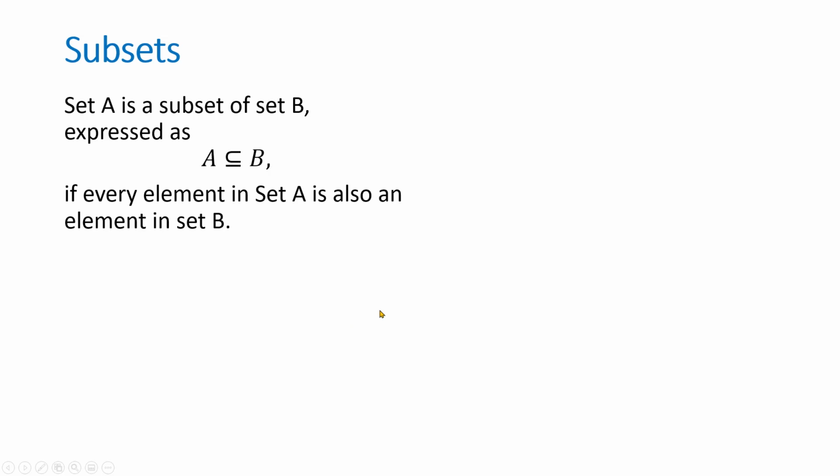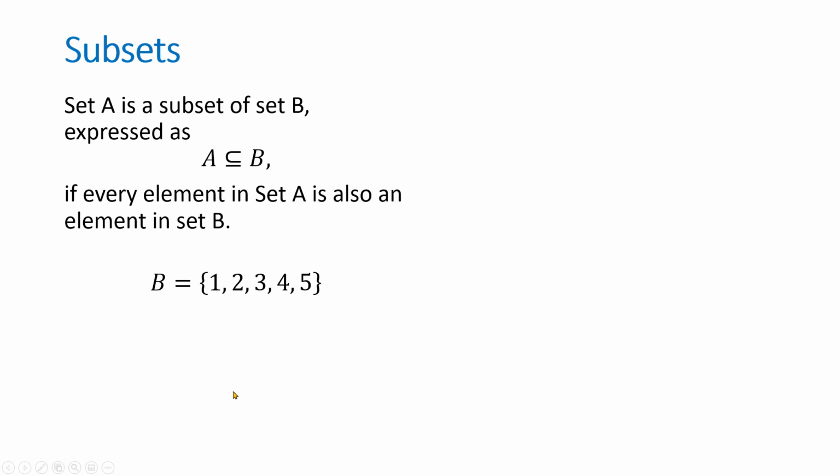Subsets. Set A is a subset of set B, expressed as A with this symbol, B. So this symbol here stands for subset. Set A is a subset of set B if every element in set A is also an element in set B.